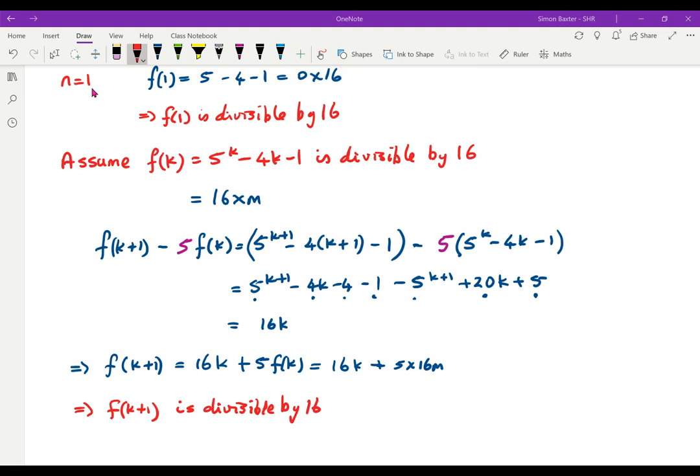So we have the same structure as we had with the other proofs by induction, that we've shown that the statement is true when n is 1. If the statement is true when n is k, it must also be true when n is k plus 1. It's true when n is 1, so f1 is divisible by 16, therefore f2 is divisible by 16. We've now got that f2 is divisible by 16, therefore f3 is divisible by 16, and so on in our proof by induction.